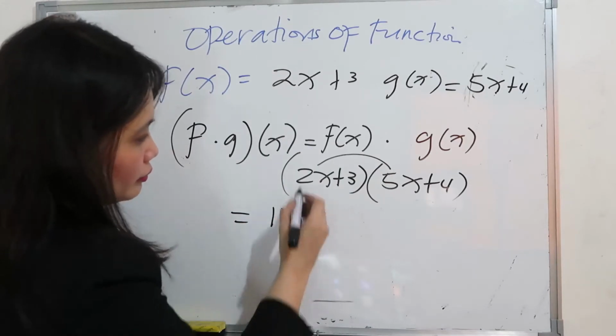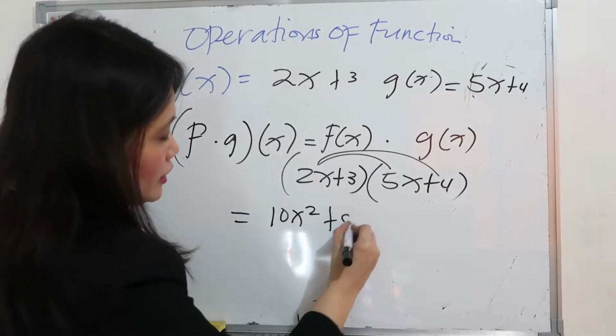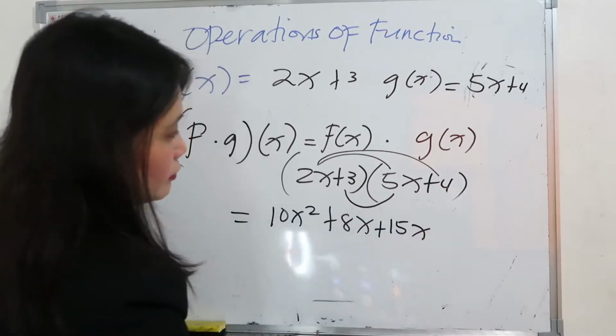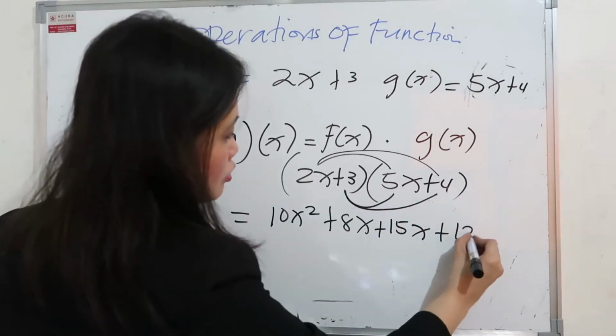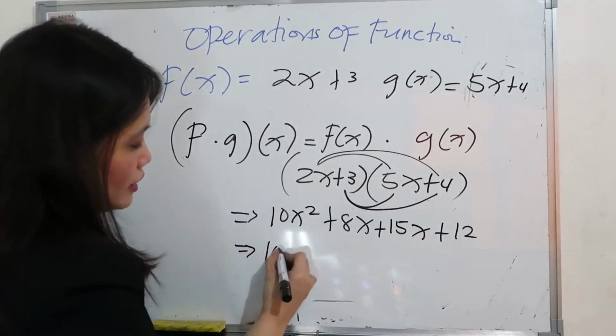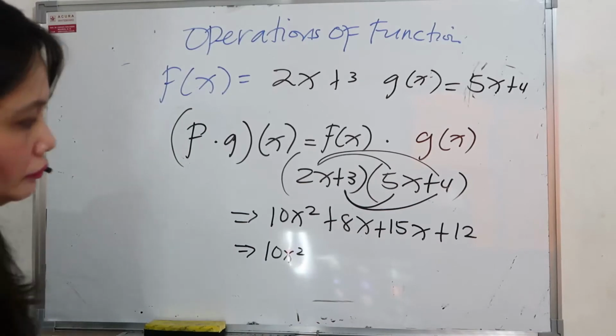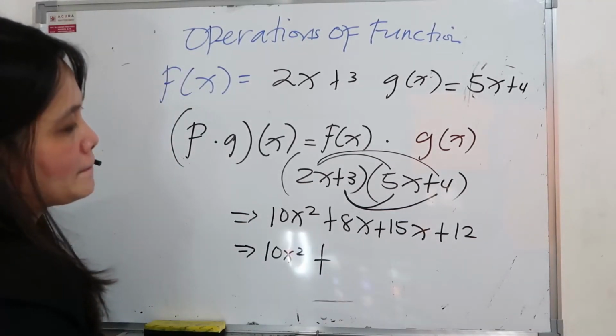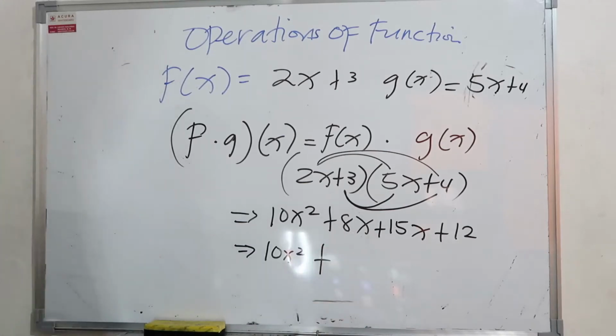So you do have 10x squared plus 8x plus 15x plus 12. Okay? So that will become 10x squared plus, what? 8 plus 15. How many?